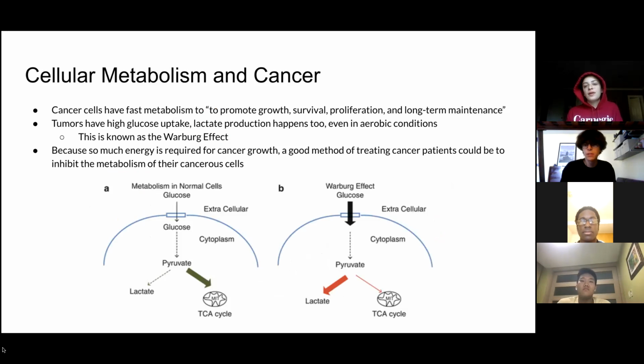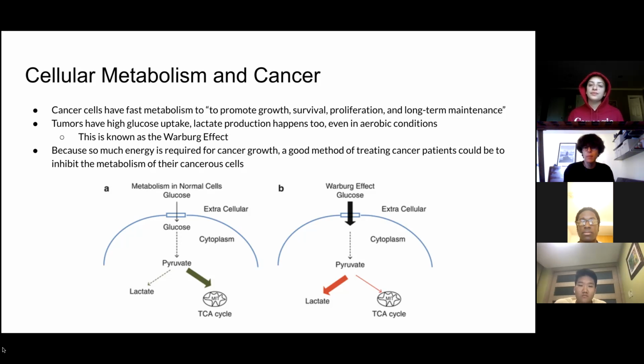One of the things that characterizes cancer cells, specifically malignant cancer cells, is a really fast metabolism in order to grow and survive. They need as much energy as they can because they're growing and expanding at an unnatural rate, so they need more energy than is natural. And like Amelia mentioned, even in the presence of oxygen, or aerobic conditions, to get high glucose uptake, they will undergo lactate production.